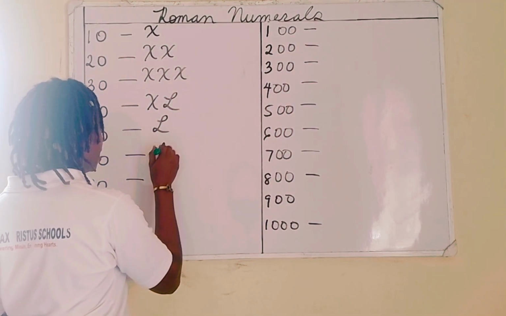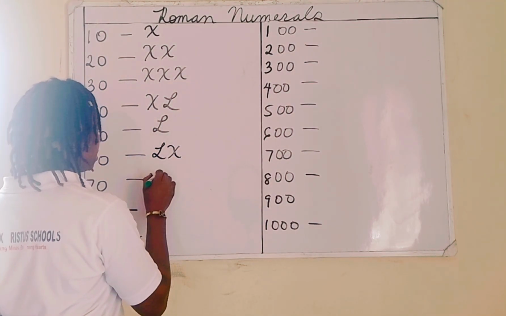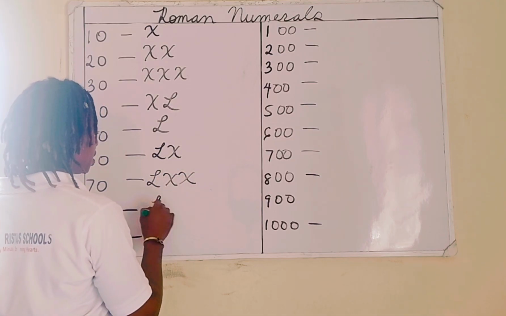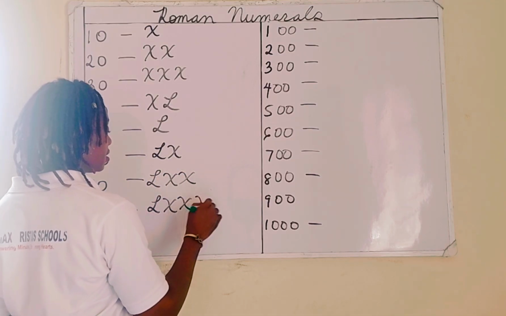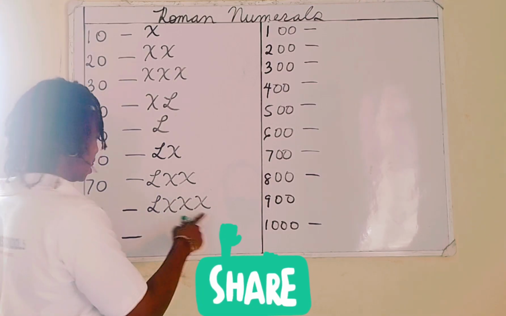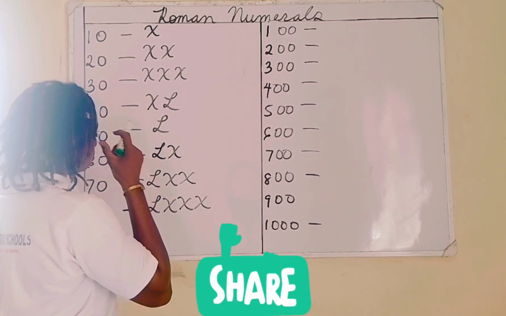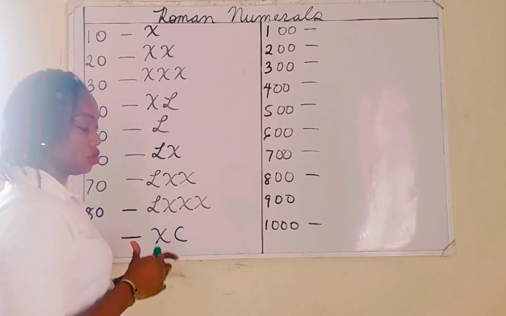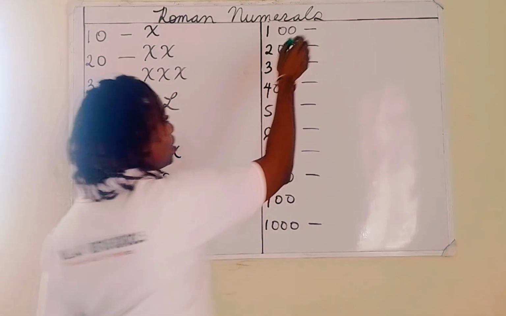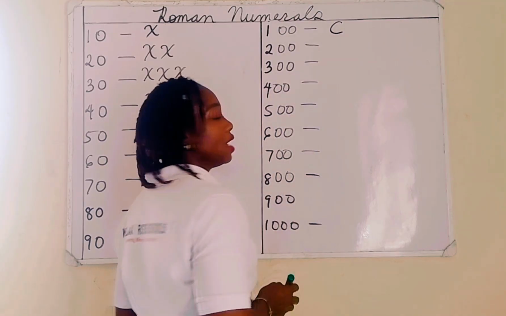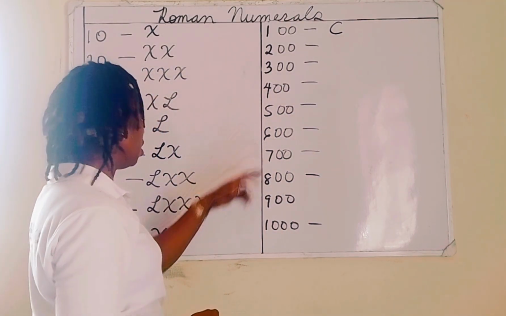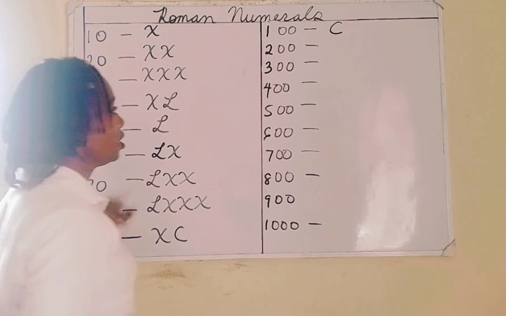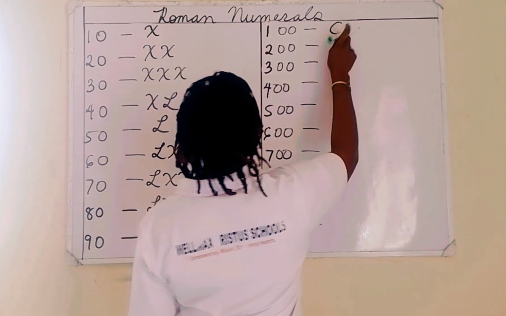Then 60 equals LX. 70 is LXX. 80 is LXXX. That's 50 plus 30, right? And then 90 equals what? XC. Do you know why? Because 100 equals C. And since 100 is C, 100 minus 10 gives us 90. Okay? So now let's move on.